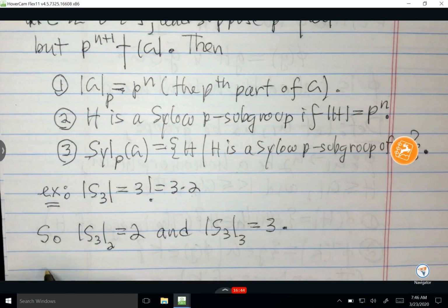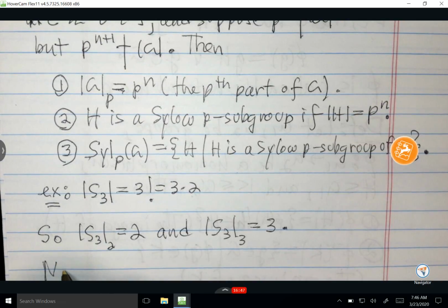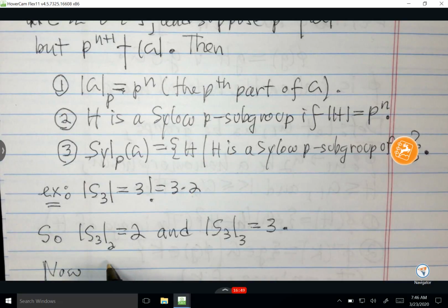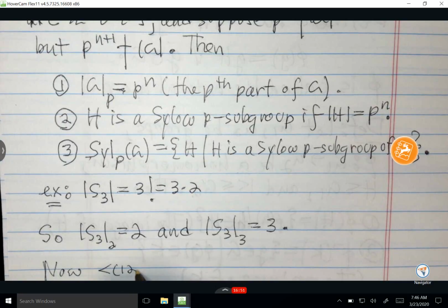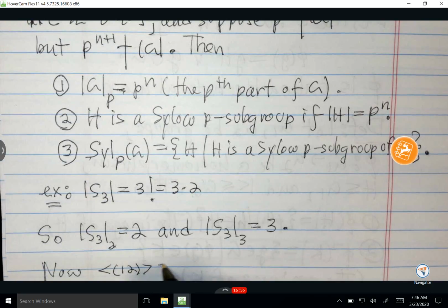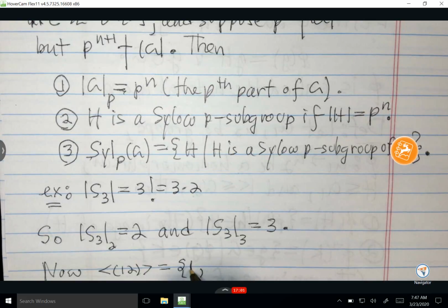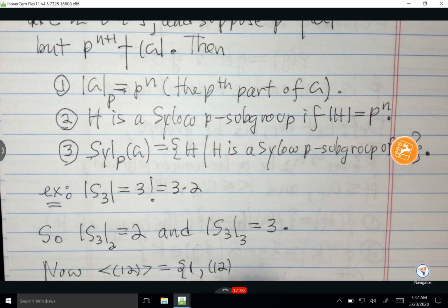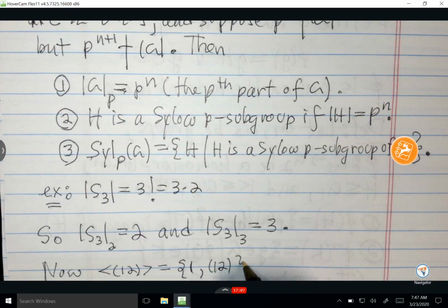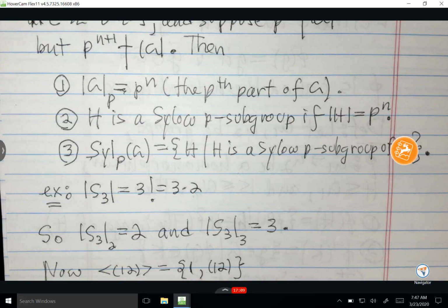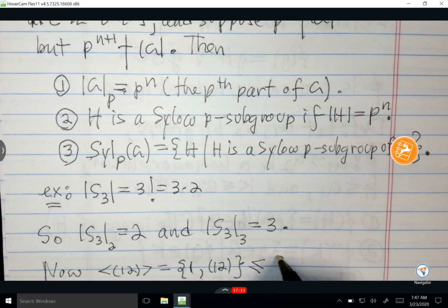So you could say, now, if you look at the cyclic subgroup generated by (1 2), that would consist of the powers of (1 2). So there's (1 2) to the 0, that's the identity. Then (1 2) to the first is (1 2), and (1 2) squared is the identity again. So there are all the powers of (1 2). We know from abstract 1 that's a subgroup of S3.